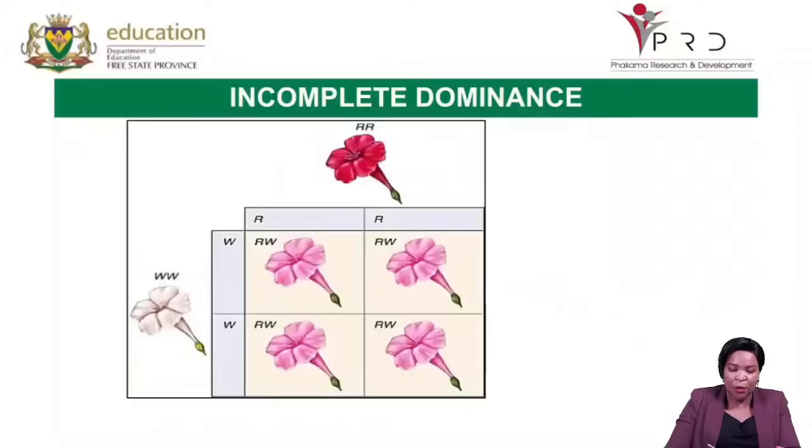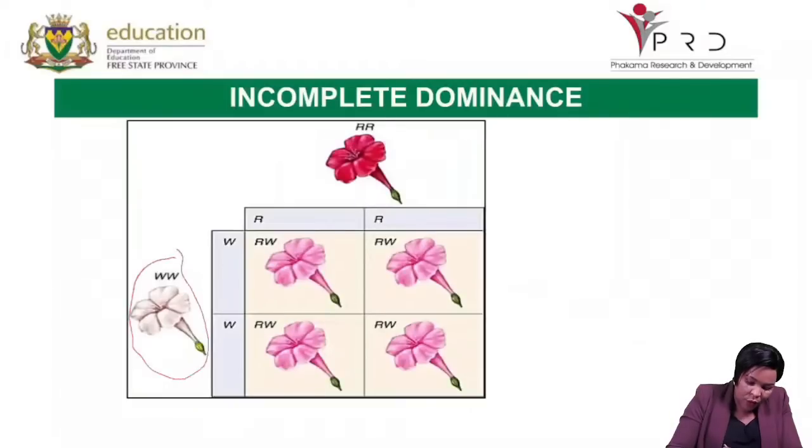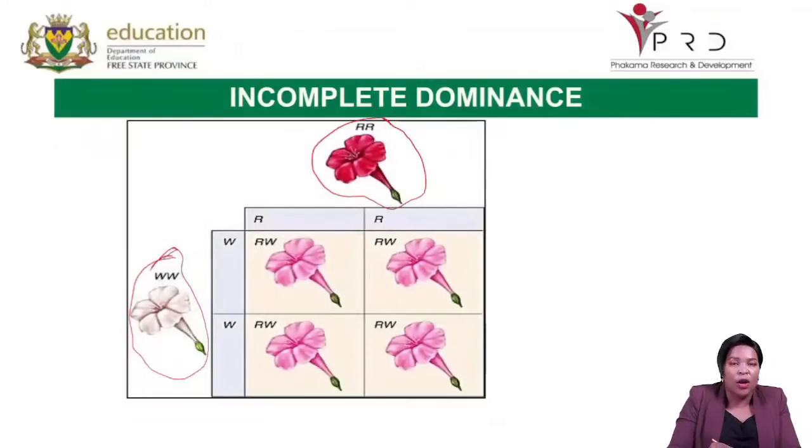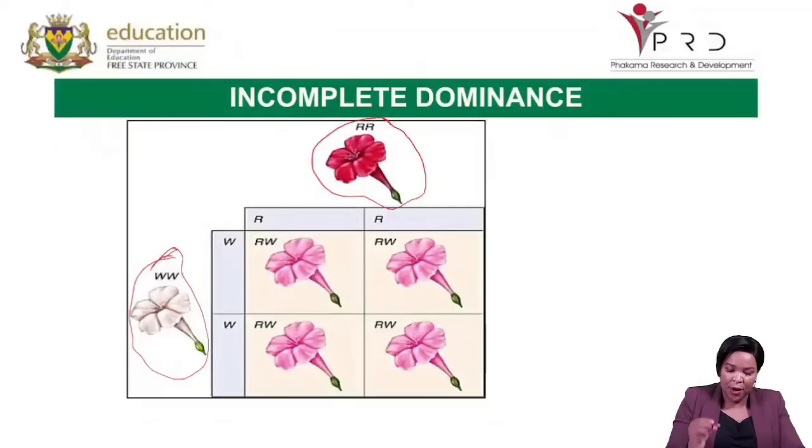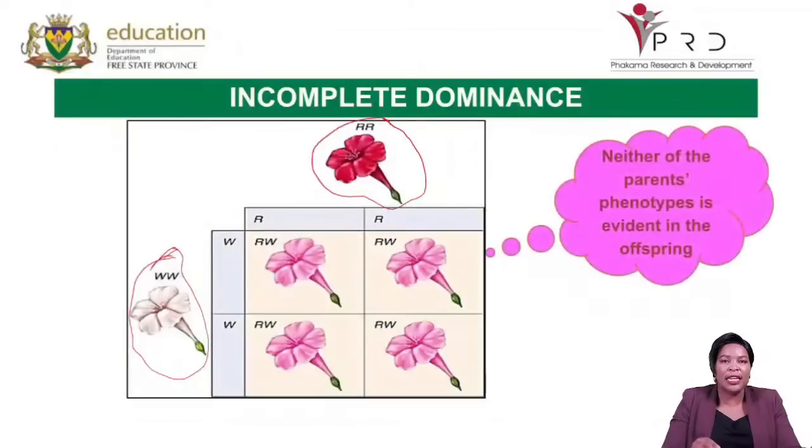Then let us check the other type of inheritance, incomplete dominance. When you cross a white flower with a red flower, do you see that they used different letters here, and you use capital letters for incomplete dominance and co-dominance, right? But you need to identify from the answer which one is which. So read your questions carefully so you can identify the type of dominance that is shown there, right? So how do you know that this is incomplete dominance? Look at the offspring.